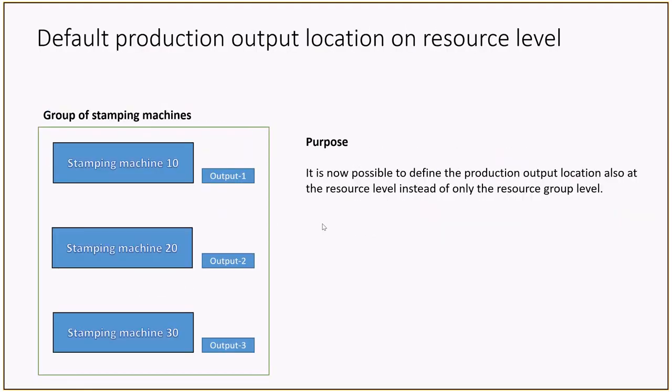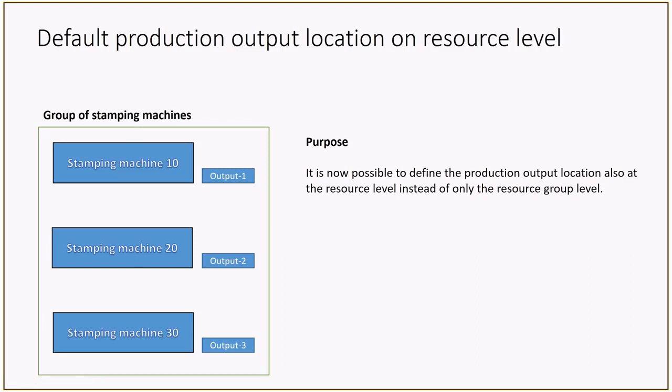So it's the default production output location on resource level. I made a little drawing here. We have 3 stamping machines, machine 10, 20, and 30. They all have an output location. So things coming out of this process are on the output location, and put away work can be generated from this output location. Before this enhancement, we were only able to define the production output location on the resource group level.